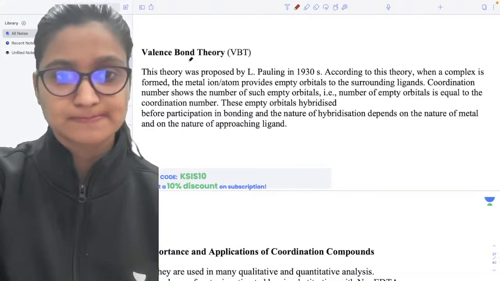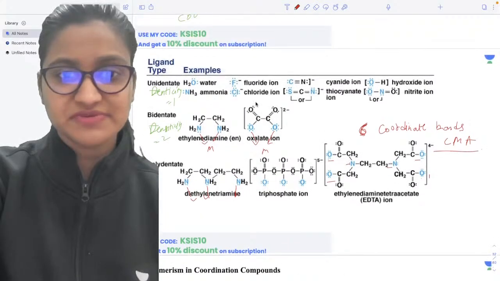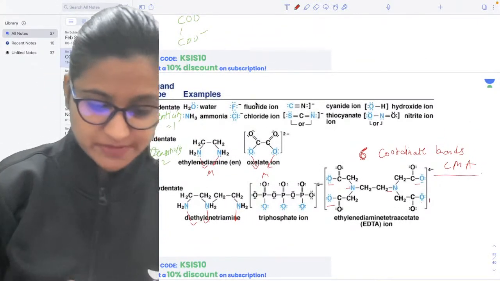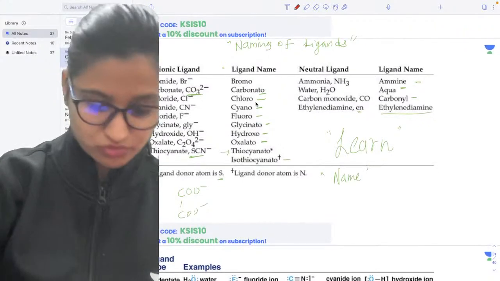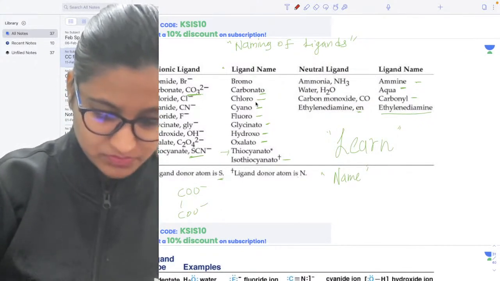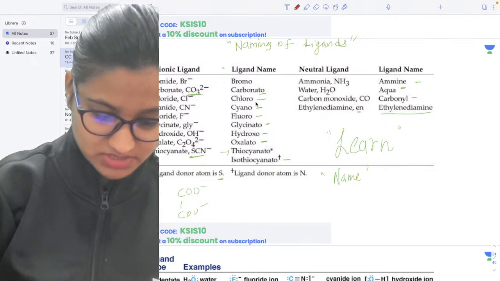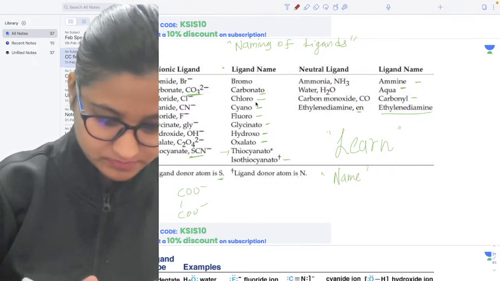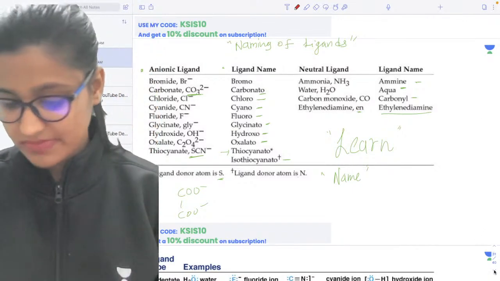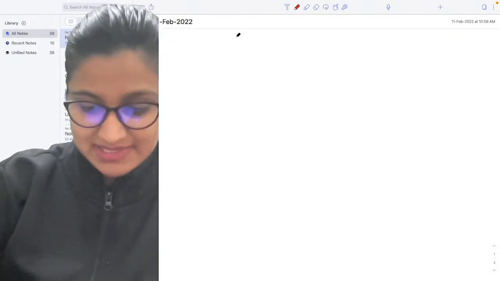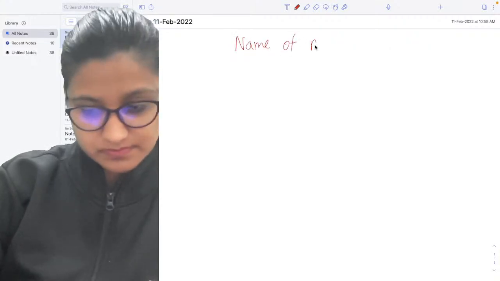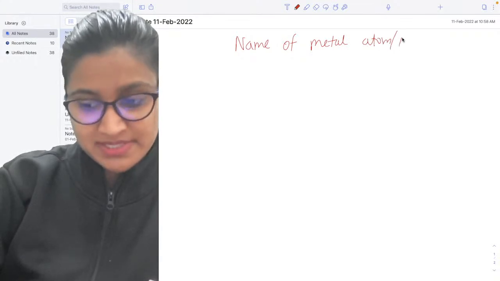Cool, guys? Before starting with this, I would like to start with the naming. Let's start with naming. Now let's talk about the name of the metal atom or ion.